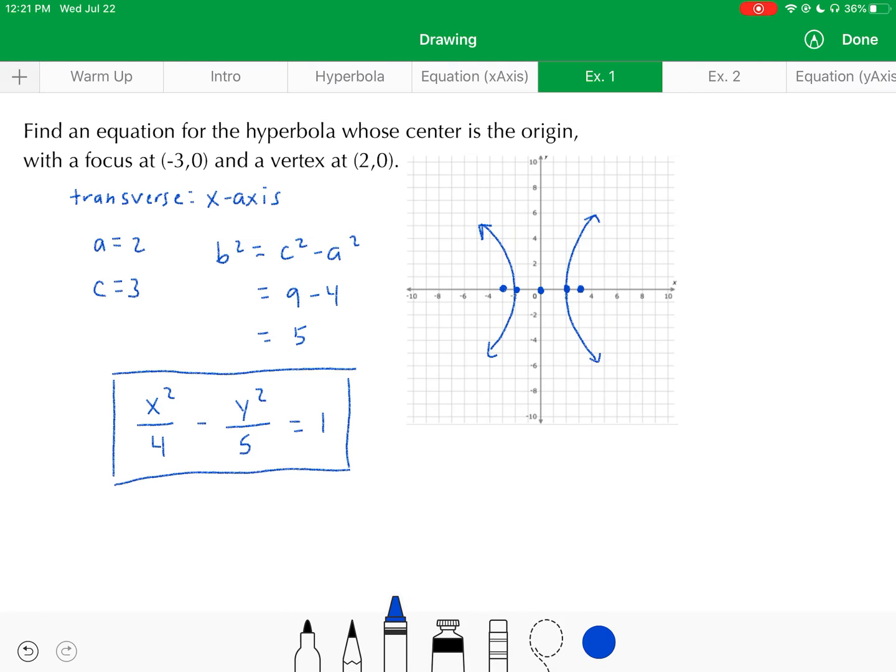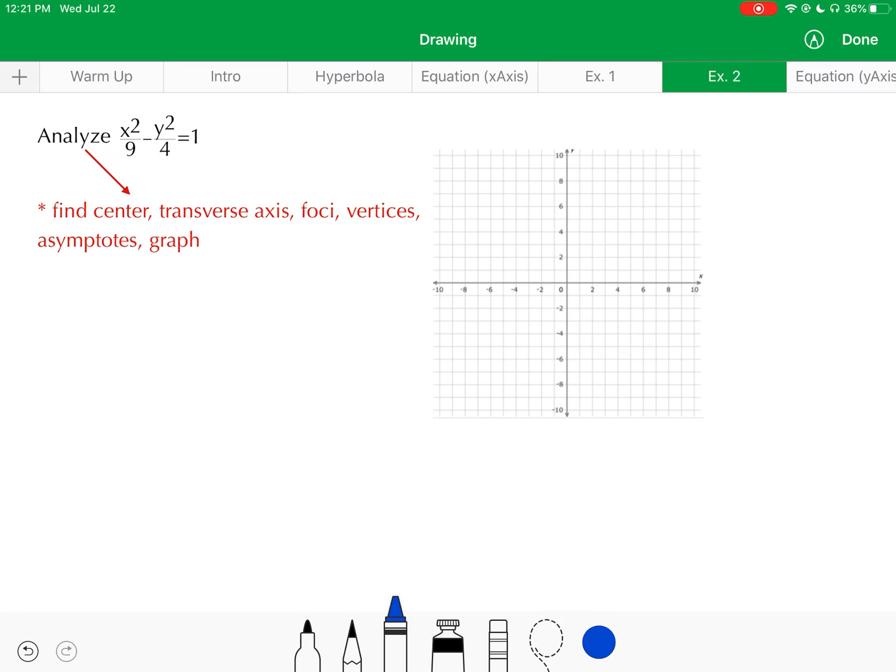All right. Second example. Analyze x squared over 9 minus y squared over 4 equals 1. So I can tell that's an equation for a hyperbola because of the subtraction there. And analyze for the hyperbola means find the center, find the transverse axis, the foci, the vertices, as well as asymptotes and graph. All right. So right away I can tell you the center is the origin.